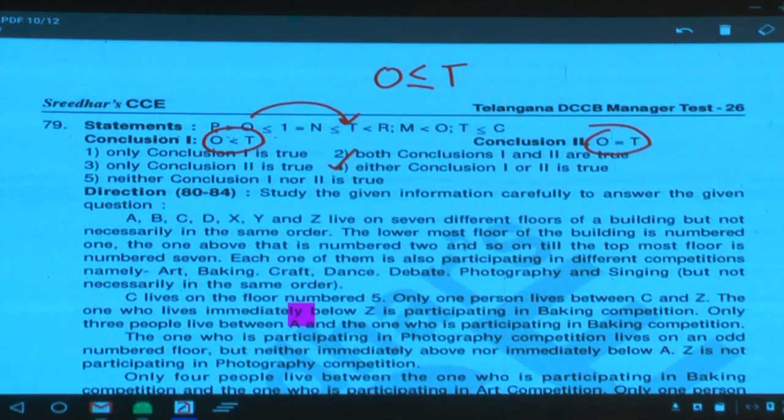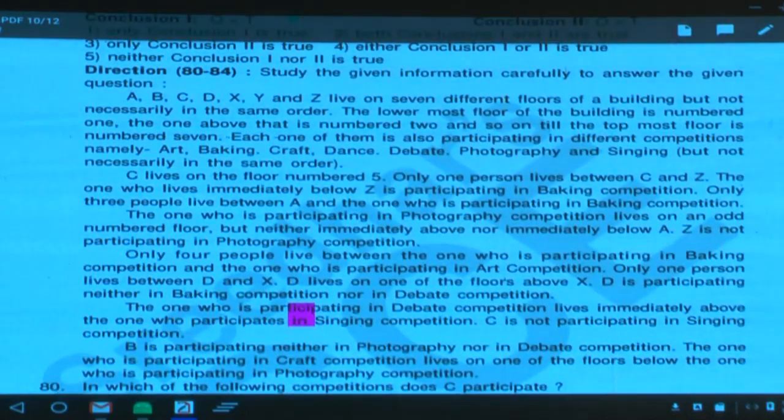Done with this? Now this is about question numbers 75 to 79. Then 80 to 84. Now question numbers 80 to 84 are based on floor arrangement. A, B, C, D, X, Y, and Z are the 7 people who live on 7 different floors of a building, but not necessarily in the same order. The lowermost floor of the building is number 1, the one above that is 2, and so on till the topmost floor is number 7. And each one of them is also participating in a different competition, namely art, banking, baking, craft, dance, debate, photography, and singing, and so on.